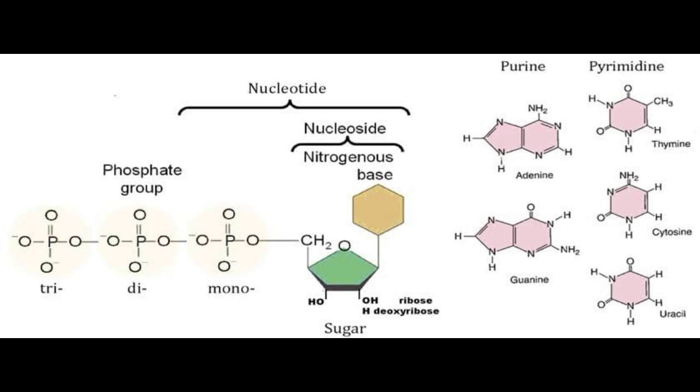When these nucleosides are attached to a phosphate group, they become nucleotides. In these nucleotides, you can have one phosphate group, two phosphate groups, or three phosphate groups. Examples are AMP, ADP, ATP, GTP, and the rest. So a nucleotide is made up of the nitrogenous base, the sugar base, and the phosphate group.